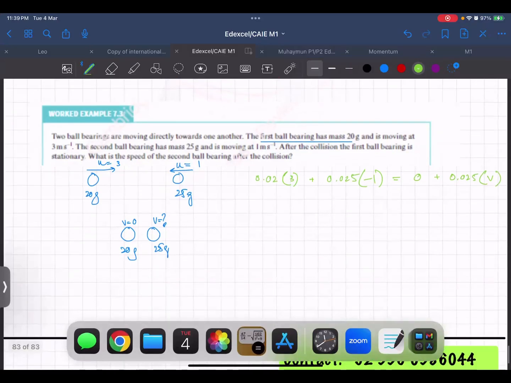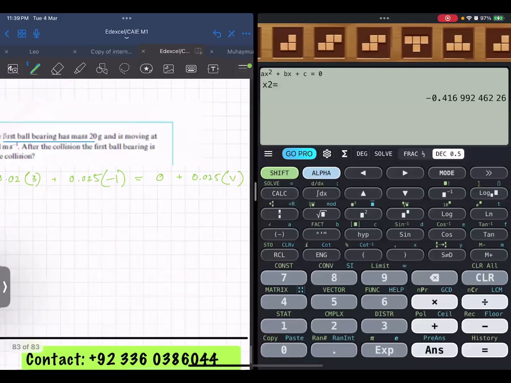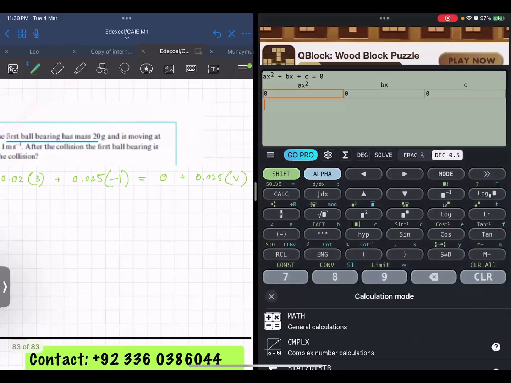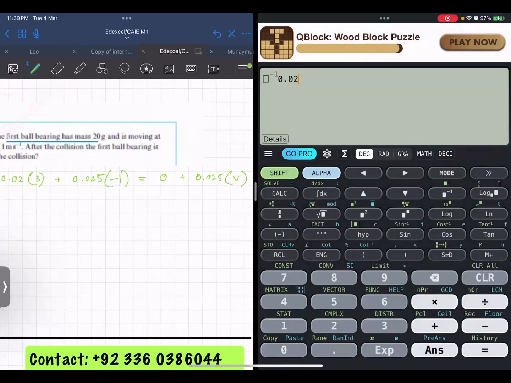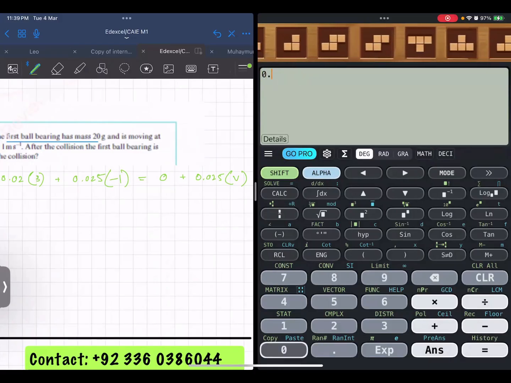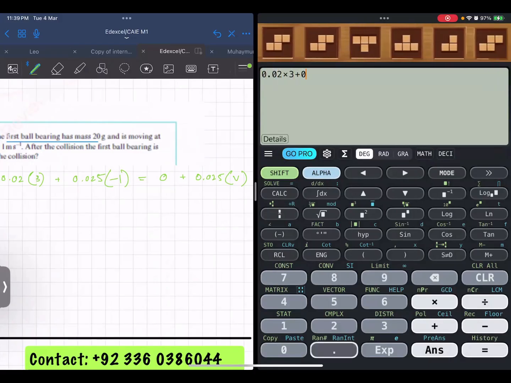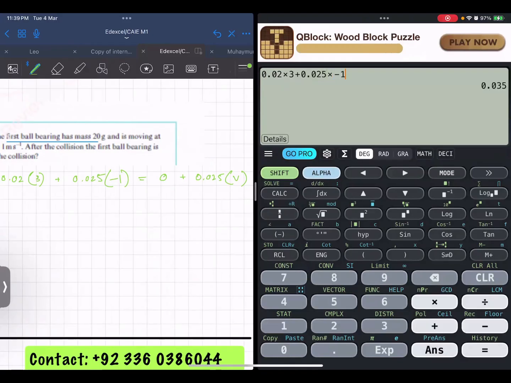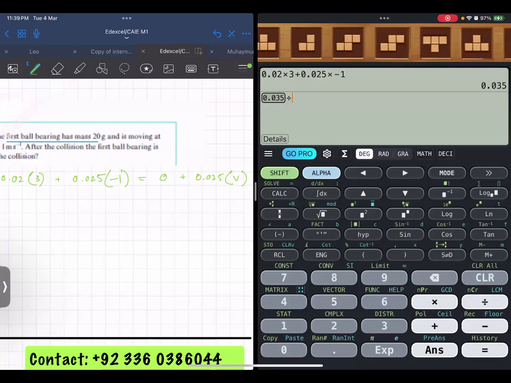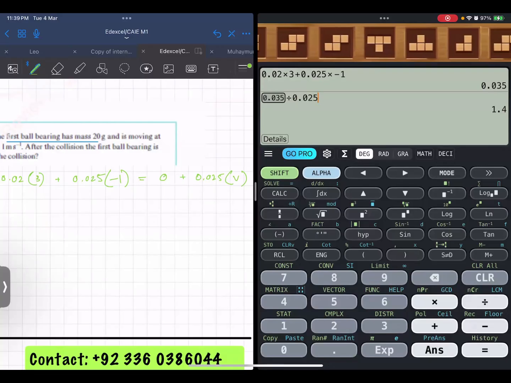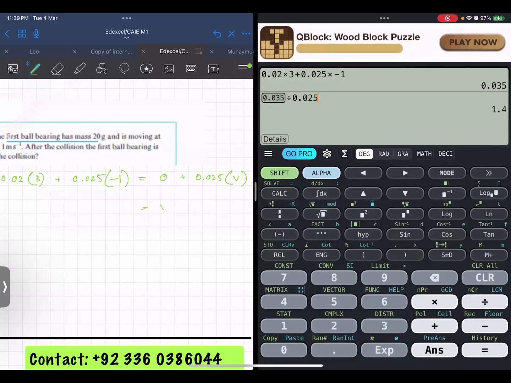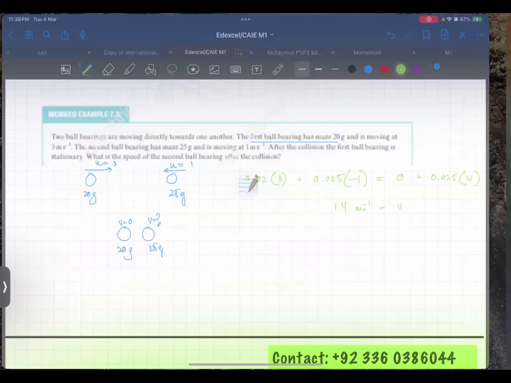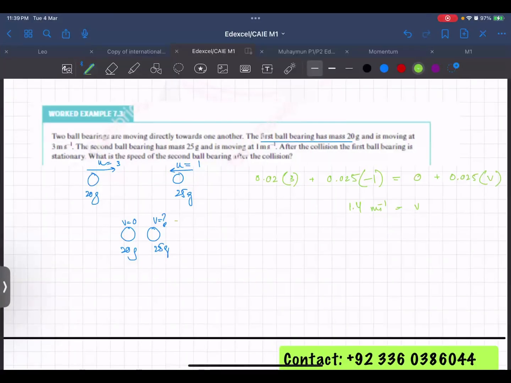Use the calculator. 0.02 times 3 plus 0.025 times minus 1, and this divided by 0.025. So the velocity is coming out positive 1.4 meters per second. So it is going to the right side because the velocity value is positive. So the 25 gram ball bearing is going to the right side.